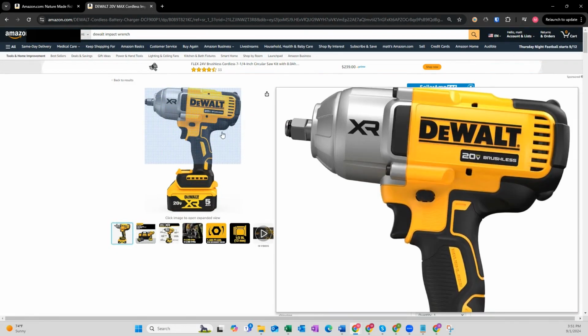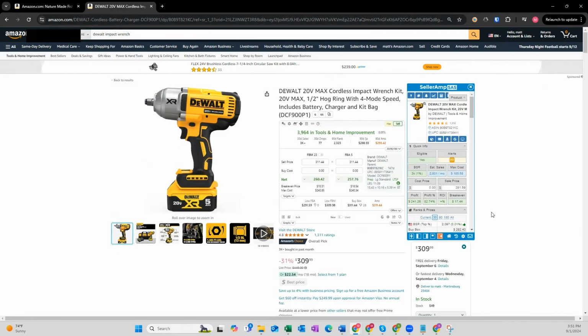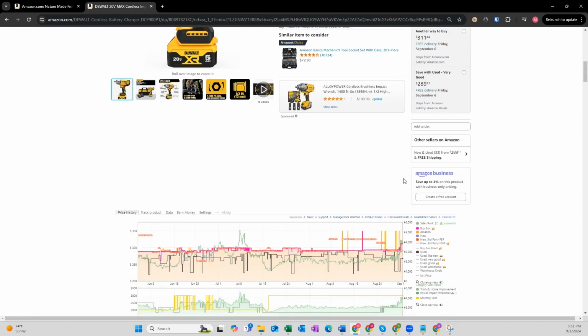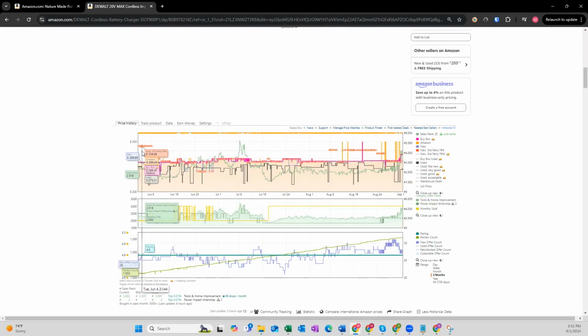So this is a DeWalt impact wrench. So scrolling down, we'll take a look, and as you can see, over the past 3 months, Amazon's been in stock the whole time. Their buy boxes range anywhere from like 288 down to, what is this, 262, and now they're up to 311.